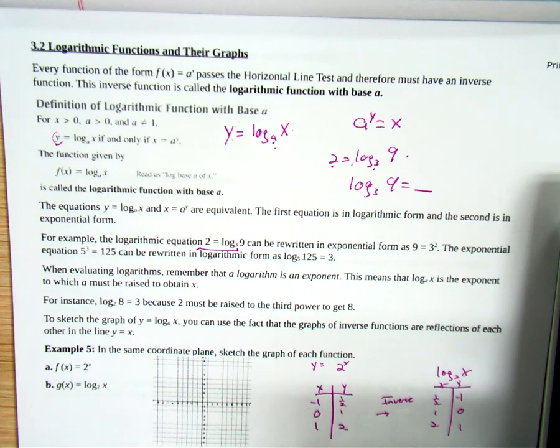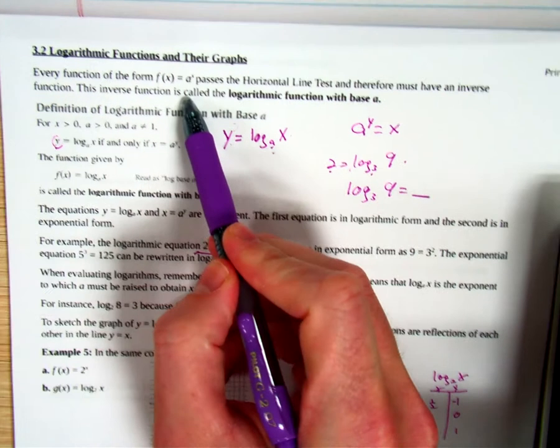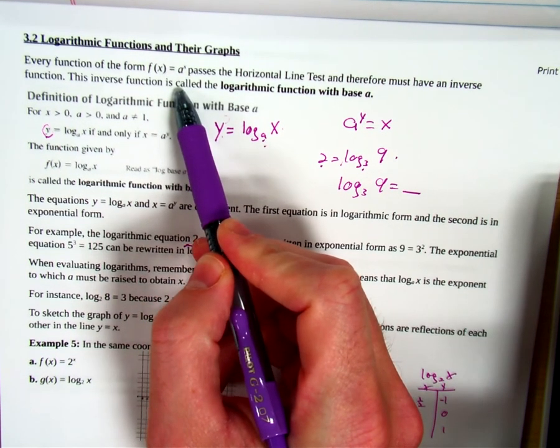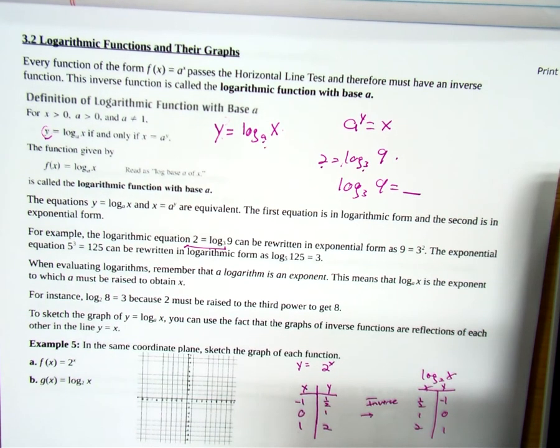All right, pre-calc, here we are with 3.2, logarithmic functions and their graphs. We just got done looking at exponentials, and every exponential function a to the x would pass the horizontal line test and therefore would have to have an inverse. And this inverse is called the logarithmic function with base a.